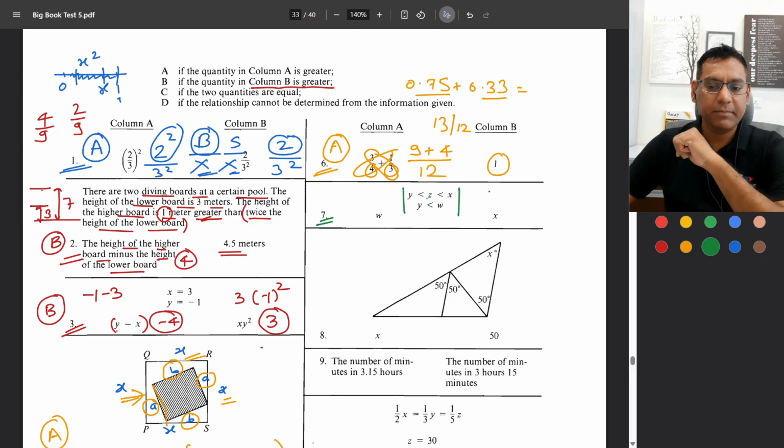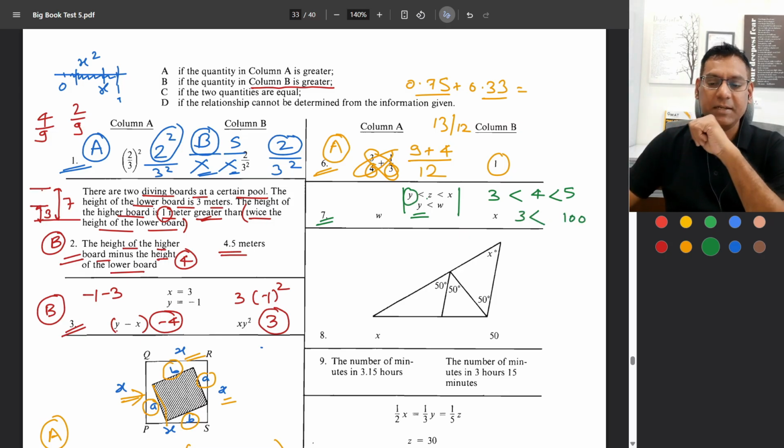Okay, let's take some number. 3 less than 4 less than 5. Okay, and Y less than W. Y is this. Okay, so 3 less than some W. Let's say 100. I'm taking an extreme number. Okay, can I compare W and X? So I have to compare these two. So 5 and 100. Sorry, W is 100, X is 5. I get answer as A.